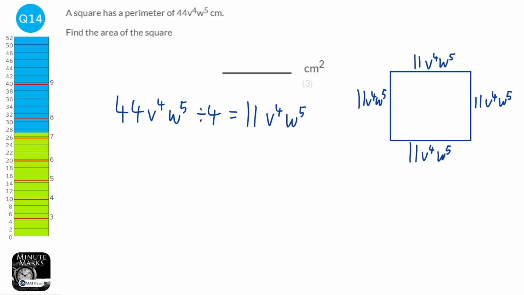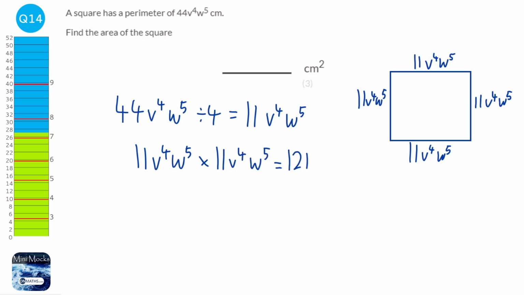And to work out what the area is, we obviously are going to square that. So we're going to do 11 v to the power 4 w to the power 5, and we're going to just times it by itself, which is what squaring means. Okay, so we're going to times the 11s together, so that's going to be 121. Going to times the v to the power 4s together, and remember with indices, if you times two powers of the same base and they're both v, then we just add the powers together, so that'd be 8. And we're going to add the w to the power 5s together, so that makes 10. So it's 121 v to the power of 8 w to the power of 10.